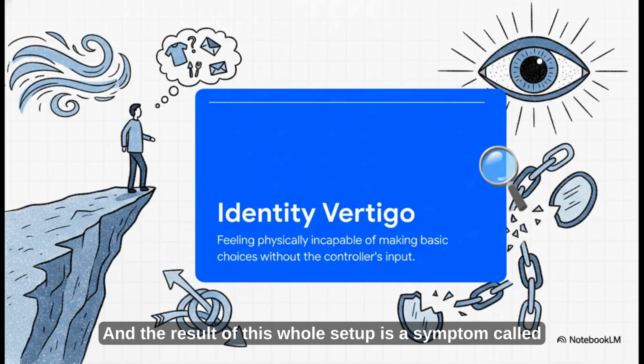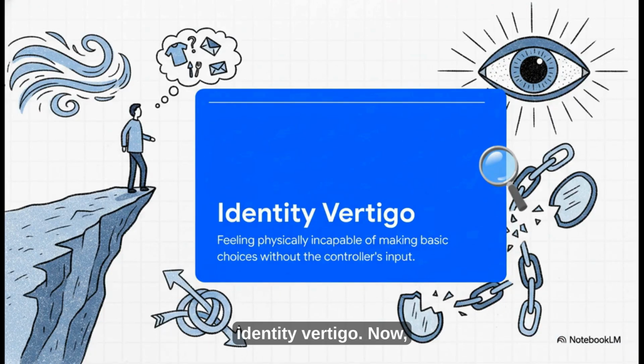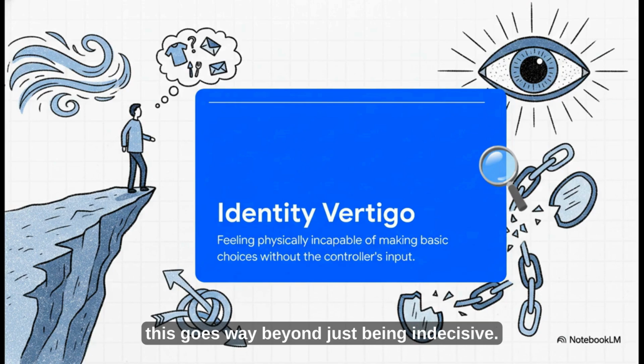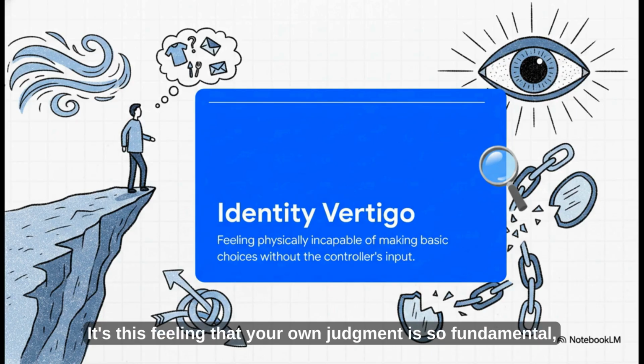And the result of this whole setup is a symptom called identity vertigo. Now, this goes way beyond just being indecisive. It's often a physical sensation of panic, of total disorientation when you're facing even a tiny choice, what to wear, what to eat. It's this feeling that your own judgment is so fundamentally broken that making a choice without their approval feels physically dangerous, kind of like you're standing on a cliff edge with no safety net.